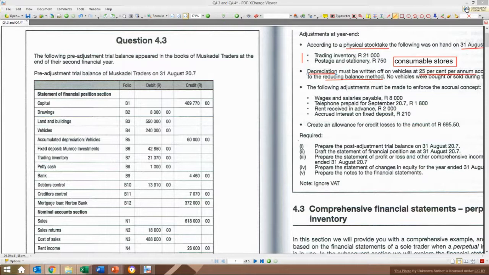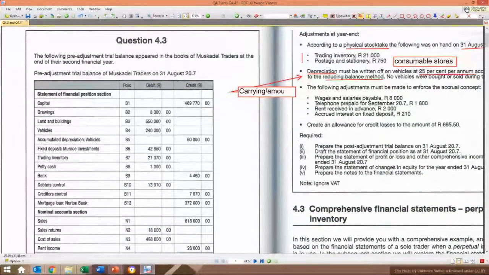Now, because they tell you depreciation must be written off, you know these balances are actually the opening balances, so we have not adjusted them as yet. So we use the carrying amount at the beginning of the year to work it out. They told you no vehicles were bought or sold, so we know that the cost amount did not change. Otherwise, you would have to take out that amount and do the depreciation for it separately.